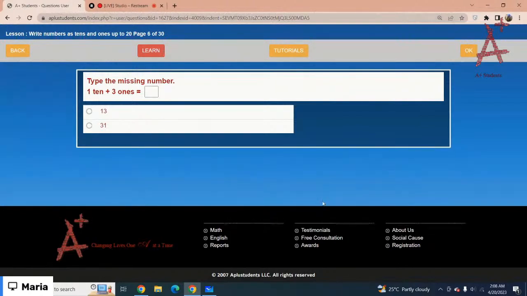One 10 and 3 ones. So which digit does it make, 13 or 31? The correct option is 13. Got it? 3 is at the ones position. So the digit that is at the rightmost is the ones. So it would be 13. Got it? The correct option is 13.